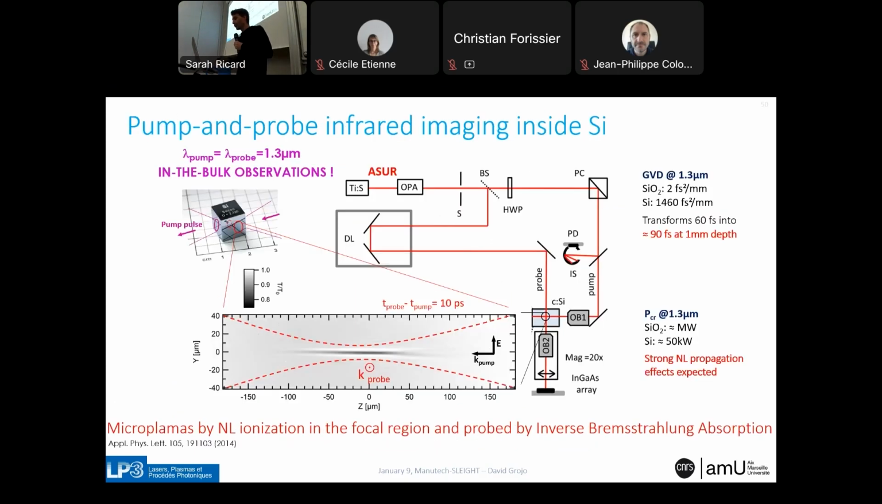So the most direct way you can look at the excitation inside silicon is to rely on infrared probe imaging microscopy. Again, 1.3 micron wavelength. My point there is more to illustrate what is a probe experiment that gives you enough time resolution to observe a transient microplasma inside silicon.